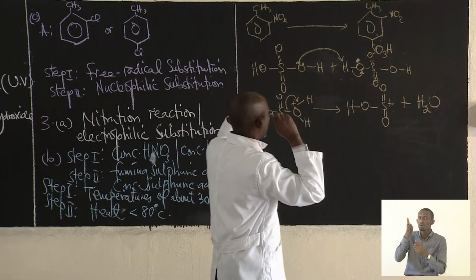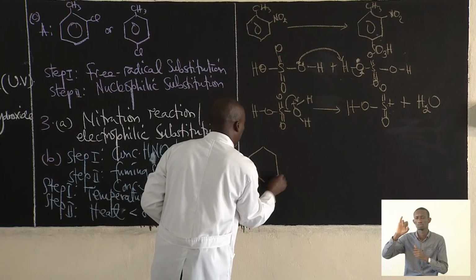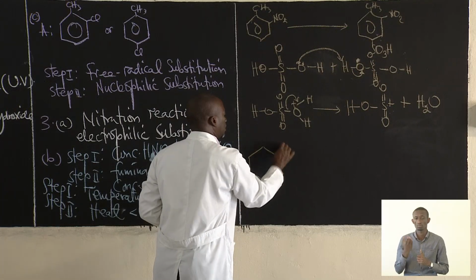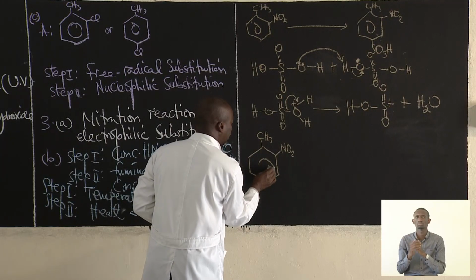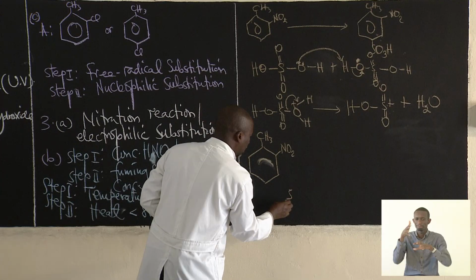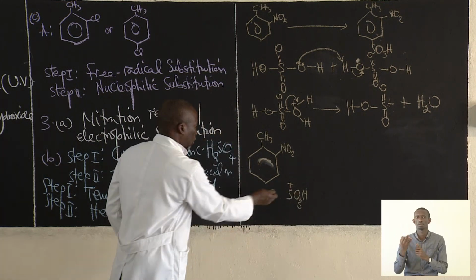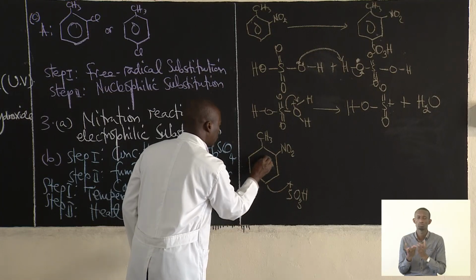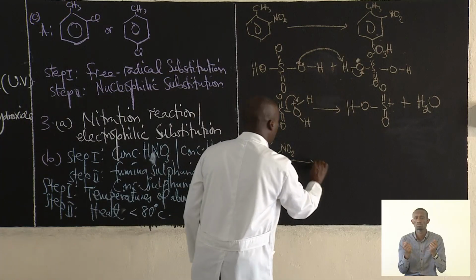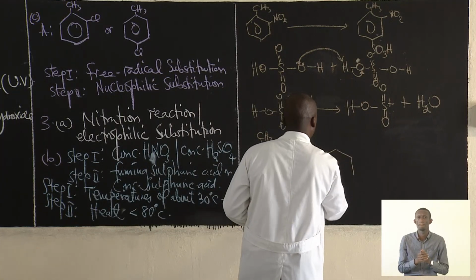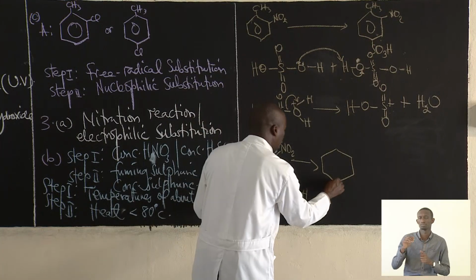This electrophile attacks the benzene ring. So how does it attack the benzene ring? You'll have the nitro group and CH3. So this one attacks the benzene ring, and it has to be position number 4. So this one moves like this. It substitutes the hydrogen that is attached on this carbon atom.